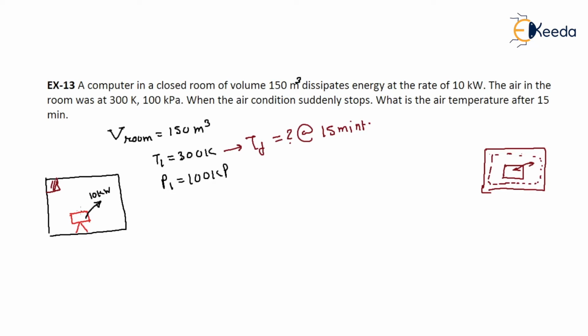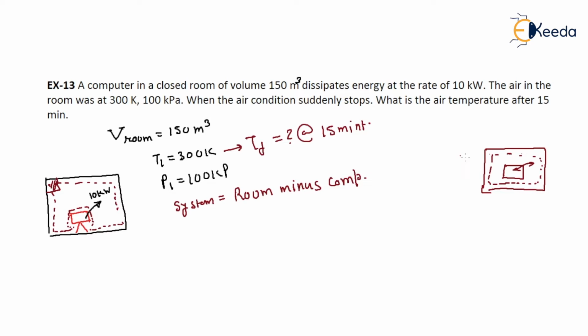So what system can we take? Room minus computer. There is a room, and in the room there is a computer. So this is your system boundary. Room minus computer is the system boundary, so this will exist.